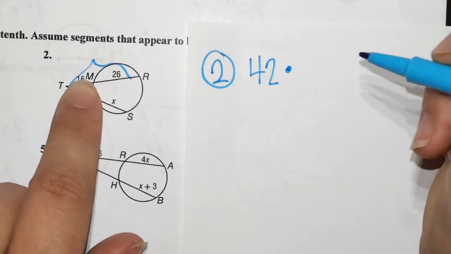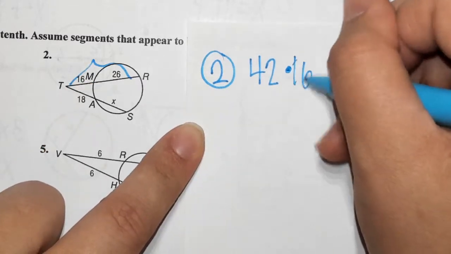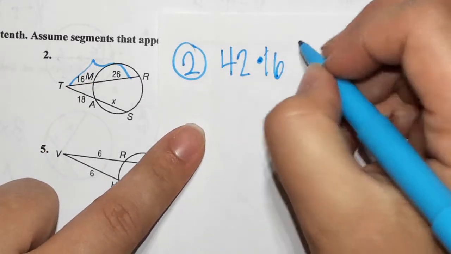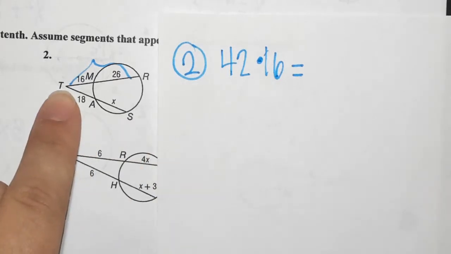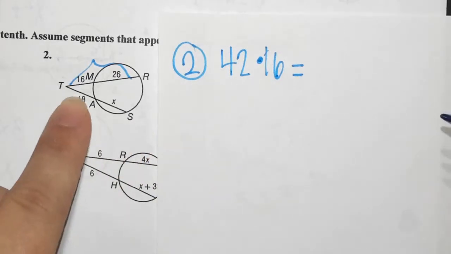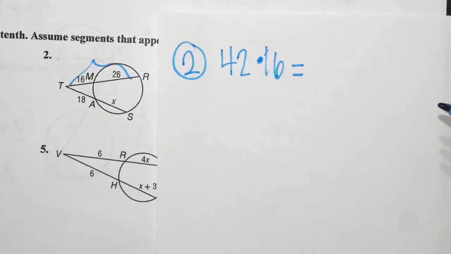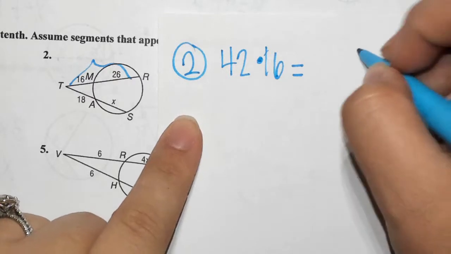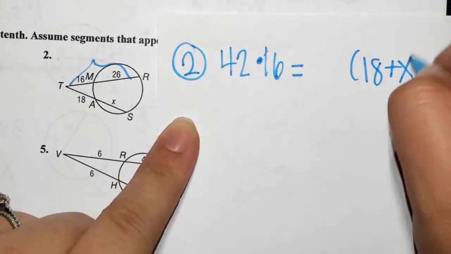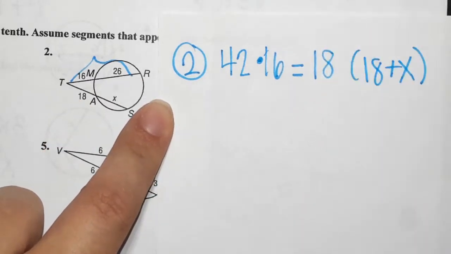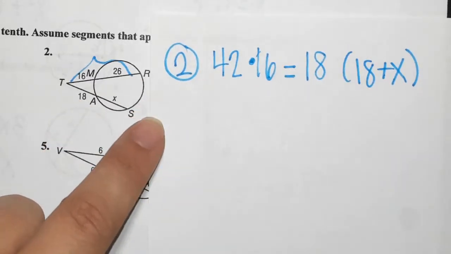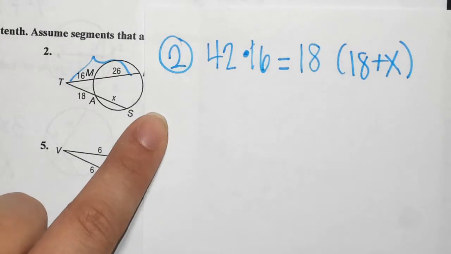Multiply it by the outside, which is just 16, equals the whole for the other one. We can't combine these. It doesn't become one term. It's 18 plus x. And the outside is just 18. So now 14 times 16.